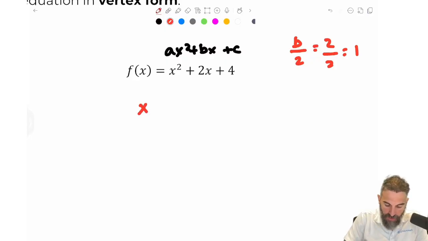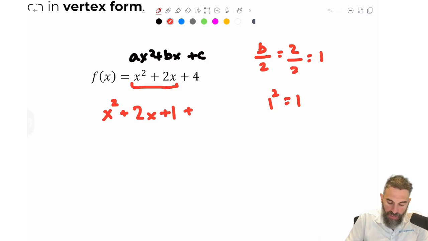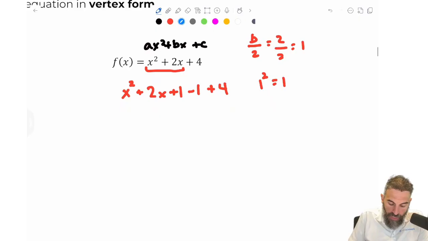Then you want to open a bracket, so it's x squared plus 2x, which is just this. And then you want to take this half and square it. If I take 1 and square it, that gives me 1, and I'm going to add that to the end. But in order for you not to change the value of the equation, you can't just add a 1. What you also want to do is subtract 1 right there, and then plus 4. And you're looking at that and saying, well, what was the point of that? You'll see.